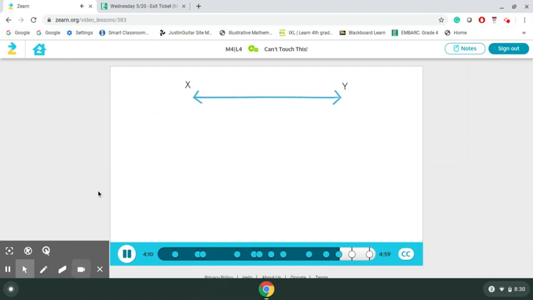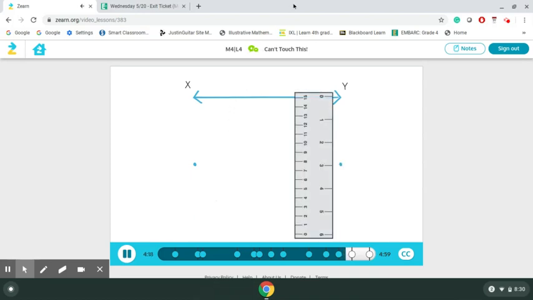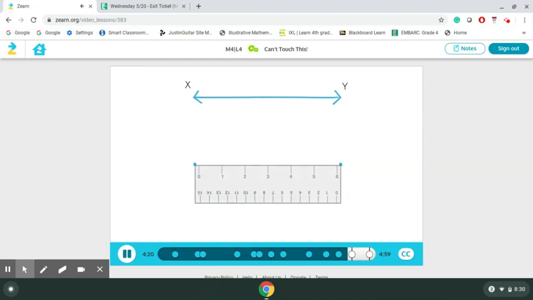Here's my line XY. To create a line parallel to this, I'll measure 3 inches down from point X and 3 inches down from point Y. Then I'll use my ruler to connect them. Now you give it a shot.